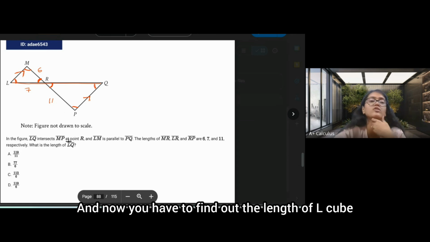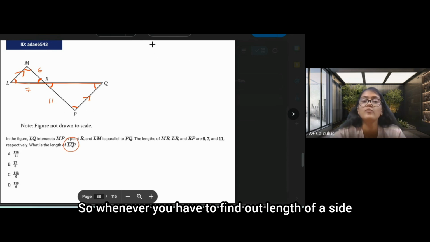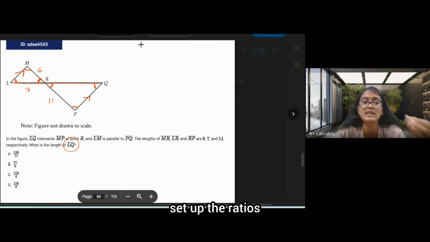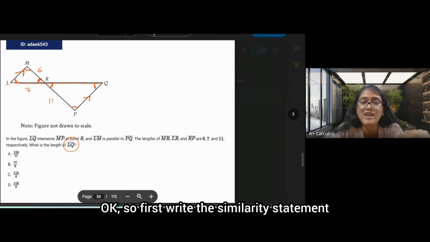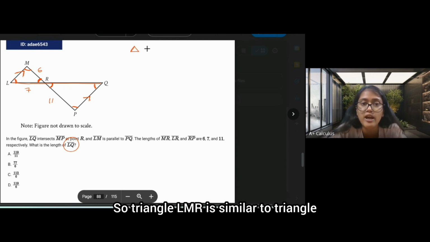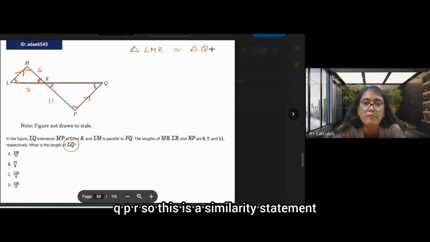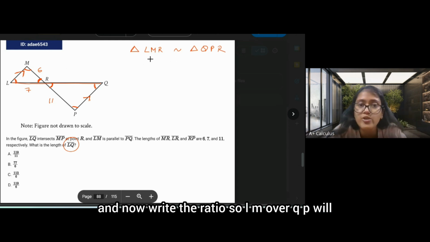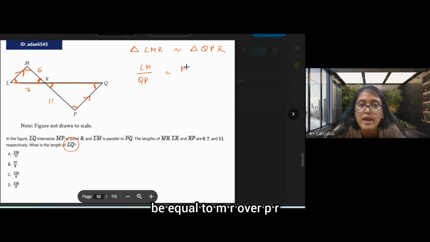And now you have to find out the length of LQ. So whenever you have to find out the length of a side, set up the ratios. First write the similarity statement. So triangle LMR is similar to triangle QPR. So this is the similarity statement. And now write the ratios. So LM over QP will be equal to MR over PR.